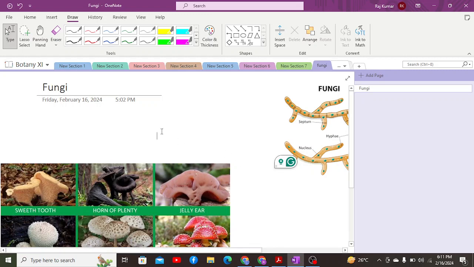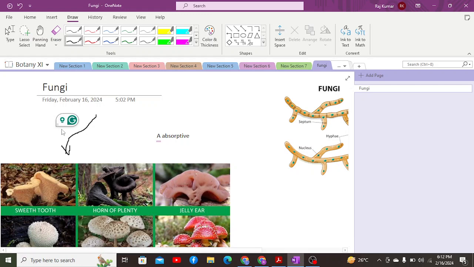Moreover, some other unique characteristics of fungi: they are absorptive heterotrophs. This means they depend on other organisms for their food, but they obtain their food through the method of absorption, absorbing it with the help of special structures known as rhizopods.